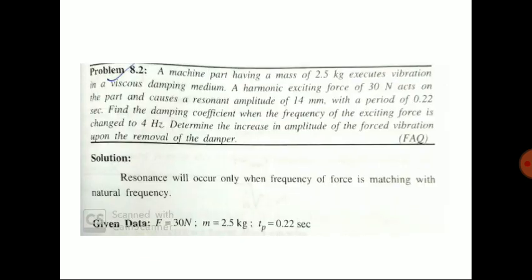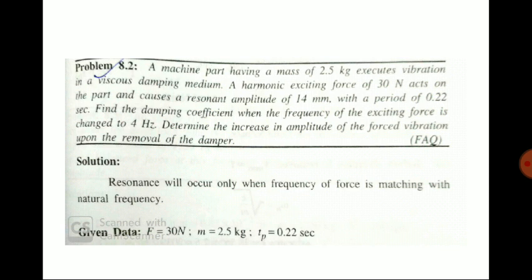So next problem. A machine part having a mass of 2.5 kg executes vibration in a viscous damping medium. A harmonic exciting force of 30 Newton acts on the part and causes a resonant amplitude of 14 mm with a period of 0.22 seconds. Find the damping coefficient. When the frequency of the exciting force is changed to 4 Hz, determine the increase in amplitude of the forced vibration upon the removal of the damper.